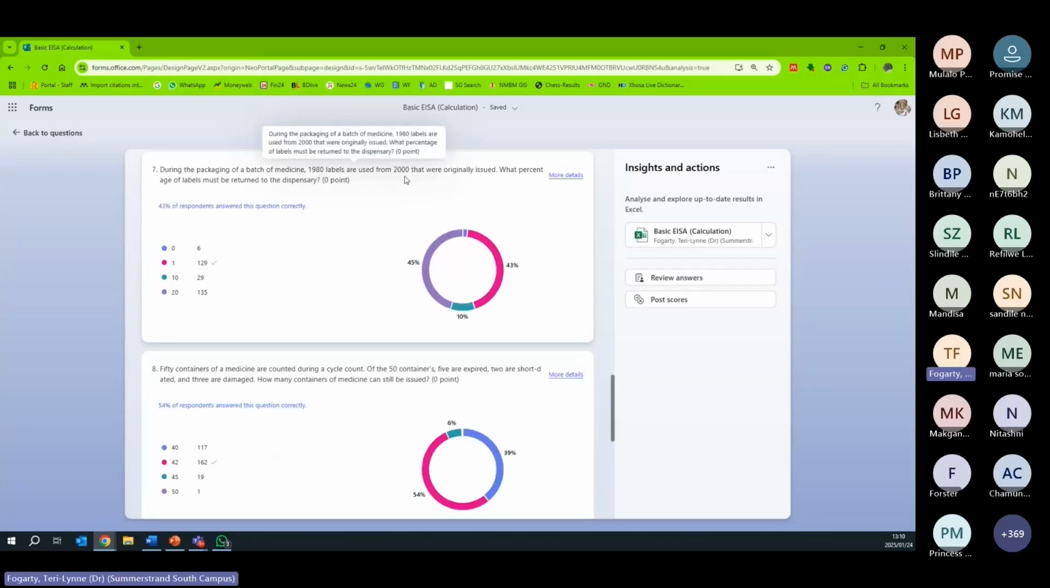So 20, you're working out the percentage. What is 20 as a percentage of 2,000? And the calculation then, you should get 1%.